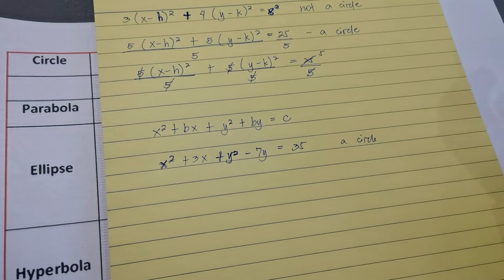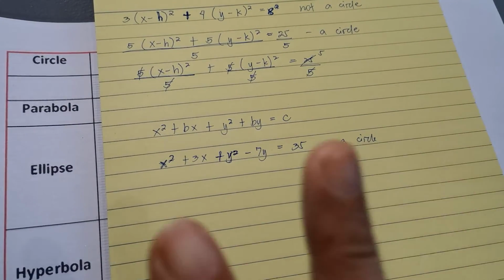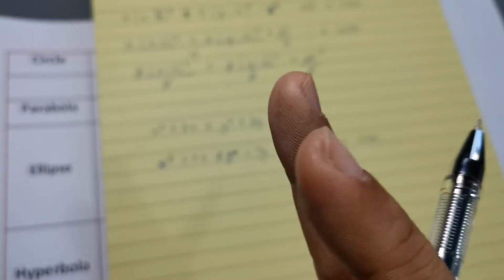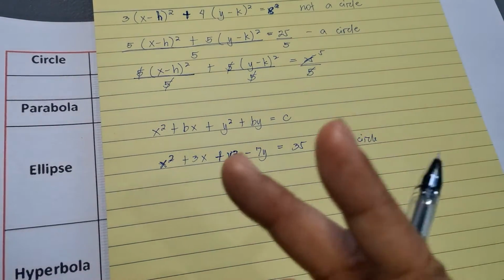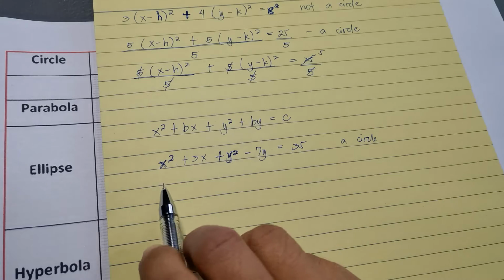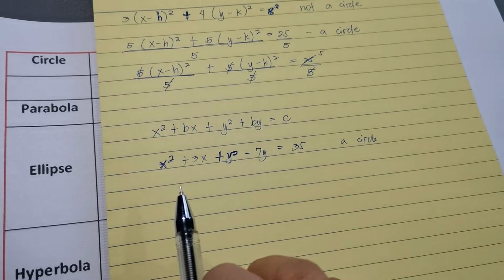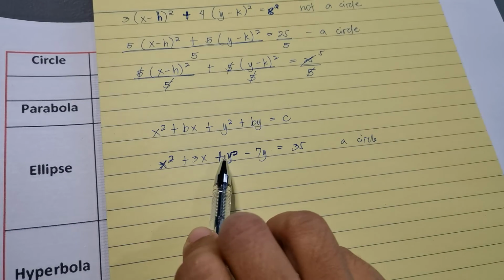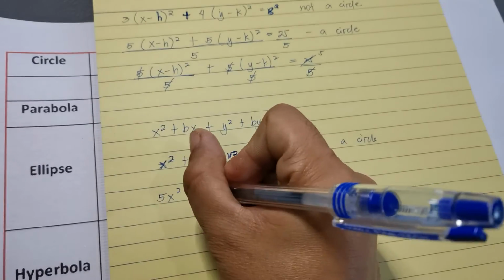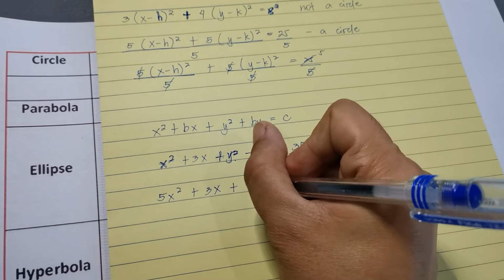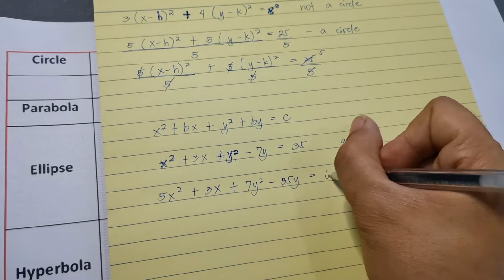Okay, so for a conclusion, we have to consider two properties of the equation to consider it as a circle, or equation of a circle. The first one is if the coefficients of x squared and y squared are both positive and if their coefficients are the same. Okay, for example, we have 5x squared plus 3x plus 7y squared minus 35y equals 60.